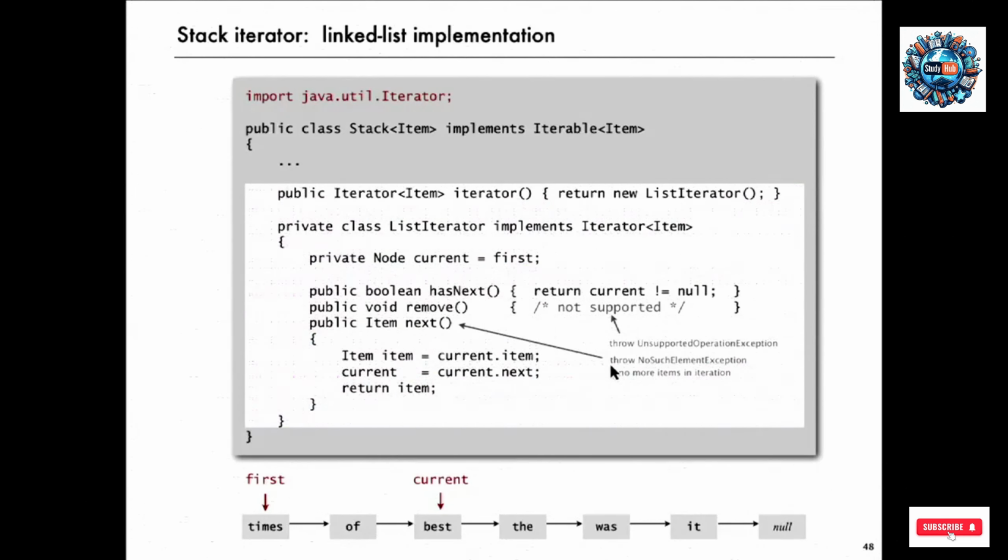To make bulletproof code, we probably have to throw exceptions if a client tries to call next with no items there, or tries to call remove at all. We're not going to support remove.